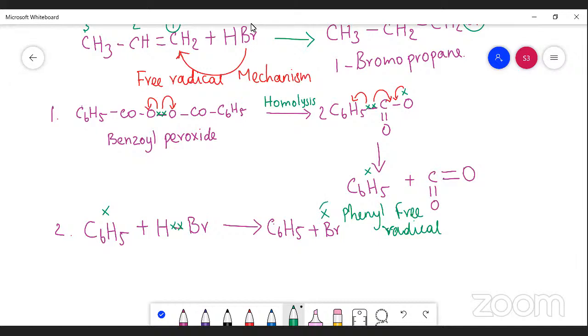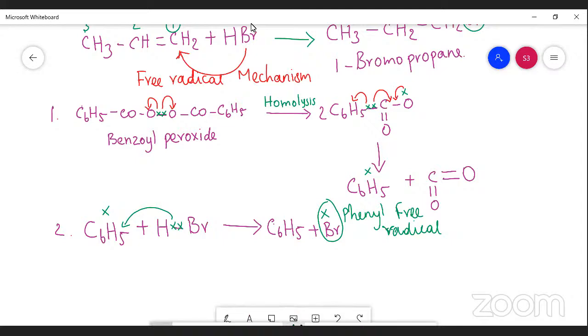So we are getting this Br free radical by this mechanism. What will happen here? The hydrogen is going to attach with the free radical and the Br free radical is formed. This bromine free radical is formed when benzoyl peroxide undergoes homolysis or homolytic cleavage. And for this bromine free radical, listen, we are taking the anti-Markovnikov rule.